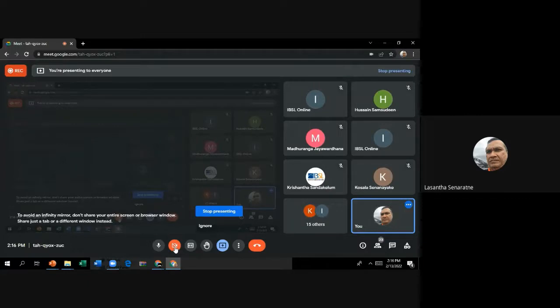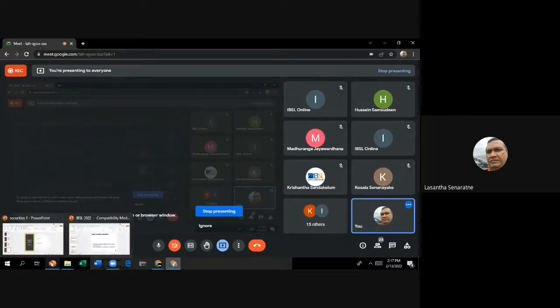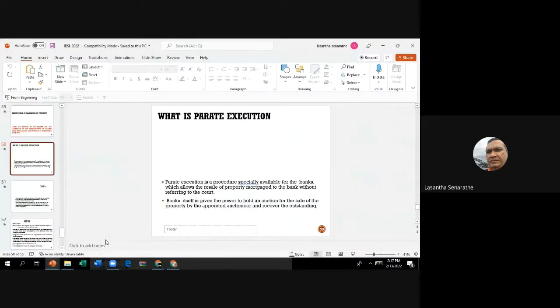out of that. So as bankers, you need to understand that you should not mortgage a property unless you have adequate evidence to see whether this property belongs to so and so. Right? So it's very important. Any questions on that? Any questions? No.